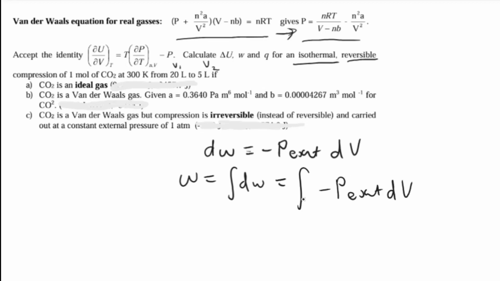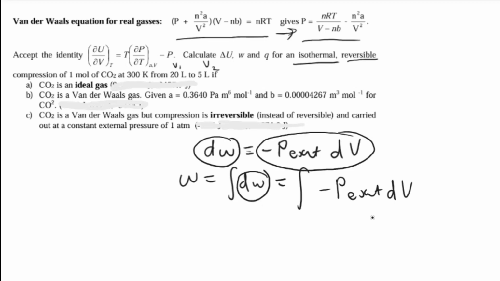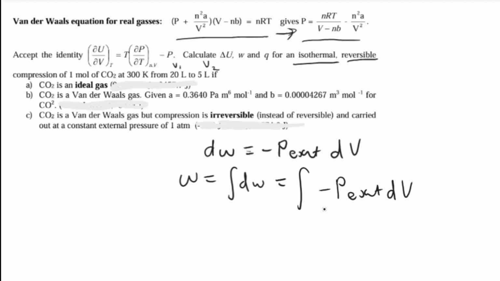Why do we substitute this? Because this is our dw. Now I'm substituting dw with minus P external dV. You're just replacing dw with what is equivalent to it, minus P external dV. Since we are going to integrate with respect to volume, because volume is what is changing here, we integrate from volume 1 to volume 2.